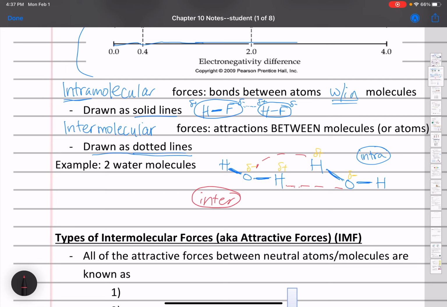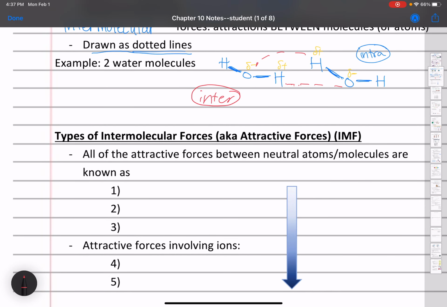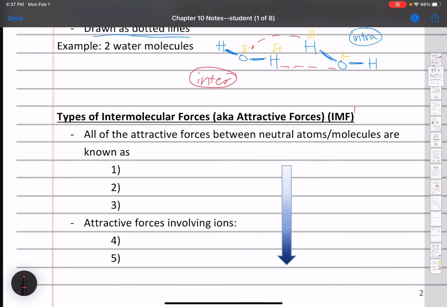Those are intermolecular forces. There are several types of intermolecular forces, which I will abbreviate heretofore as IMF. Another synonym is that they're sometimes just called attractive forces. Different textbooks, different YouTubers, different chemistry teachers will have a different preferred term. One of my peeves throughout chemistry is that there are lots of synonyms, lots of alternative terms to keep track of. So intermolecular forces, aka attractive forces, aka IMF.